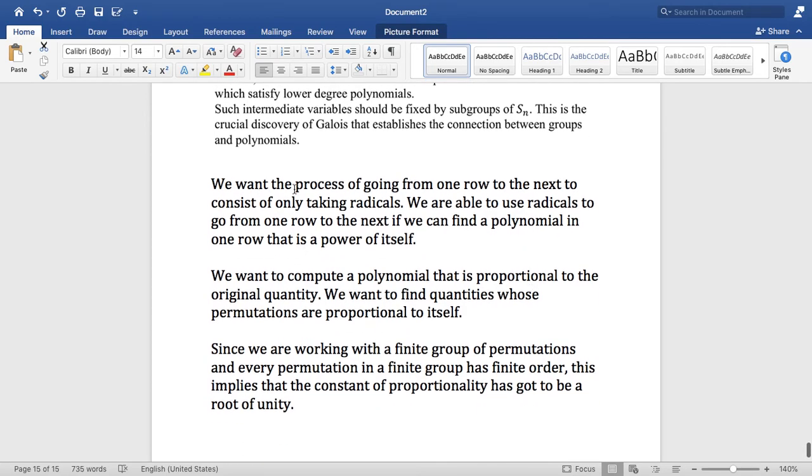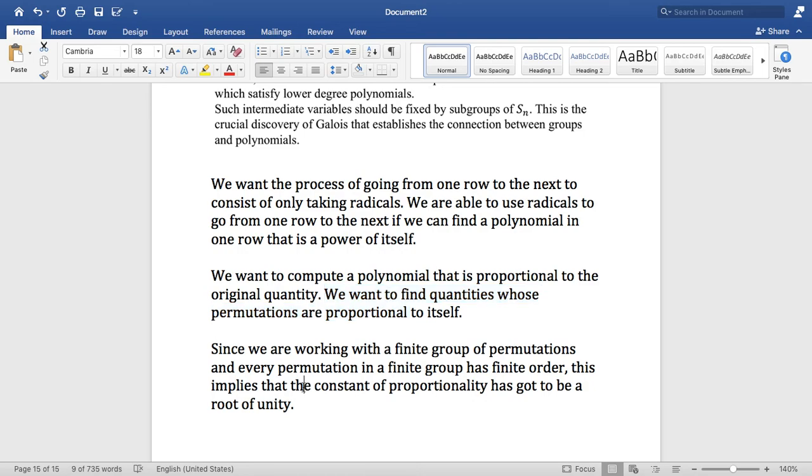Okay, so the basic idea is we want the process of going from one row to the next to consist of only taking radicals. We are able to use radicals to go from one row to the next if we can find a polynomial in one row that is a power of itself. We want to find those quantities whose permutations are proportional to itself. Since we are working with finite groups of permutations, and every permutation in a finite group has finite order, this implies the proportionality constant has got to be a root of unity.